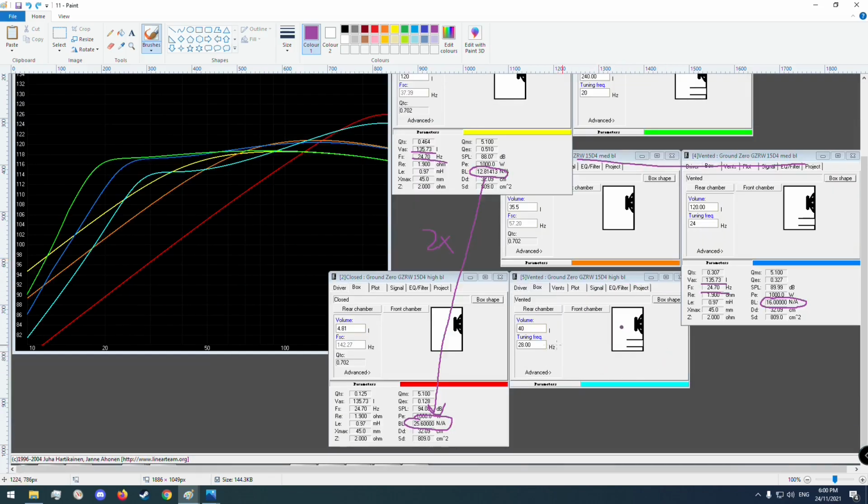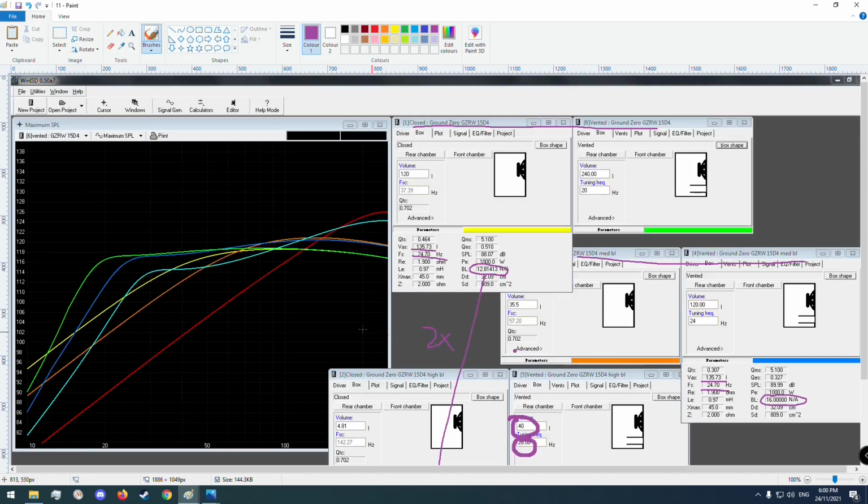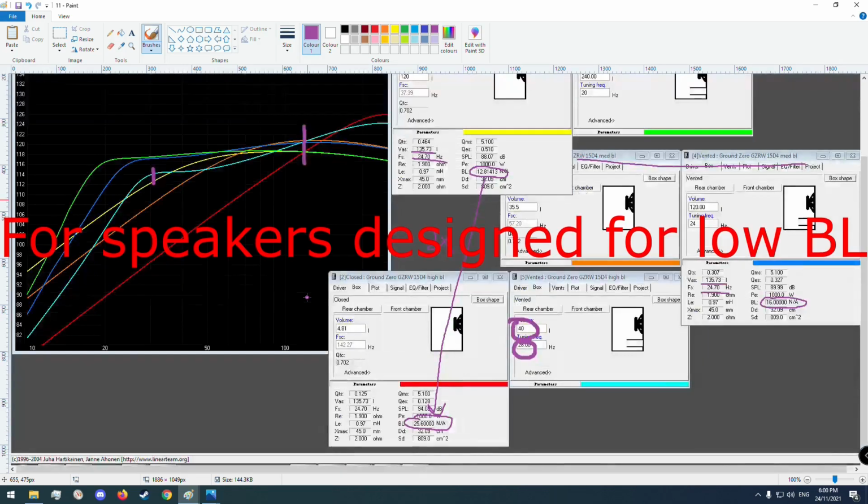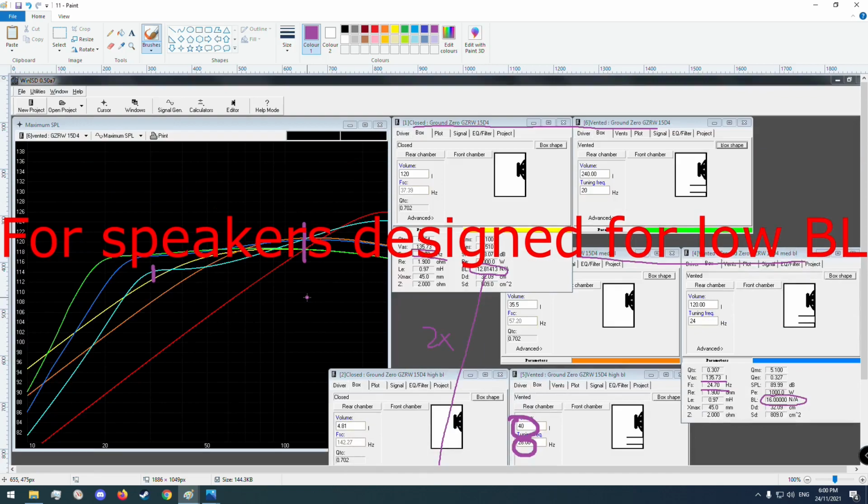And this cyan one down here has a volume of 40 liters and a tuning of 28 Hertz in order to be most optimal. And it really starts rolling off at around the 30 Hertz mark. And it, watt for watt, is quieter than these two speakers. Even though these have a lower BL, it actually has reduced output until 100 Hertz, which is probably the highest frequency the subwoofer is going to be making anyway. So across the board, a lower BL ends up actually being better than a higher BL.